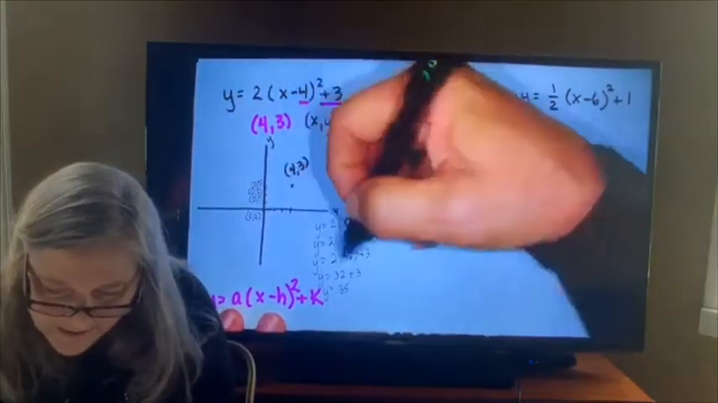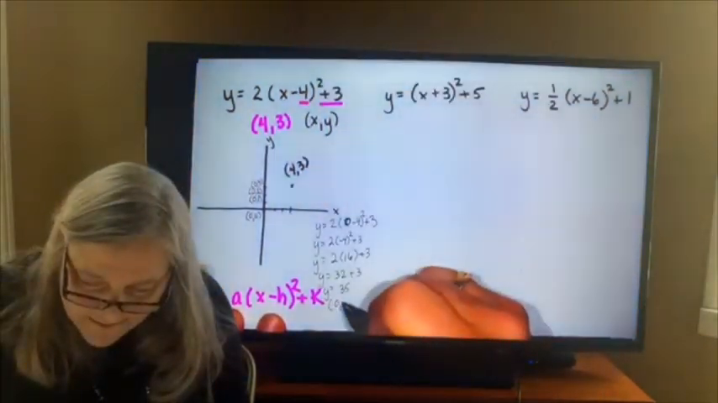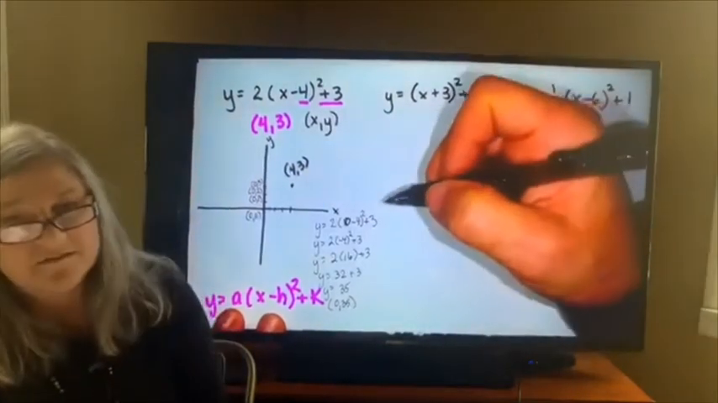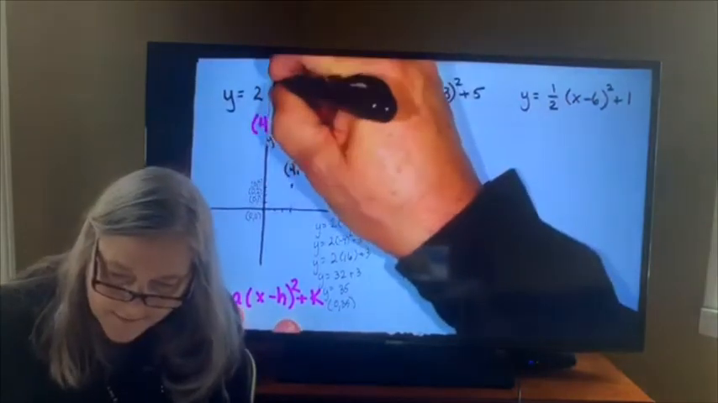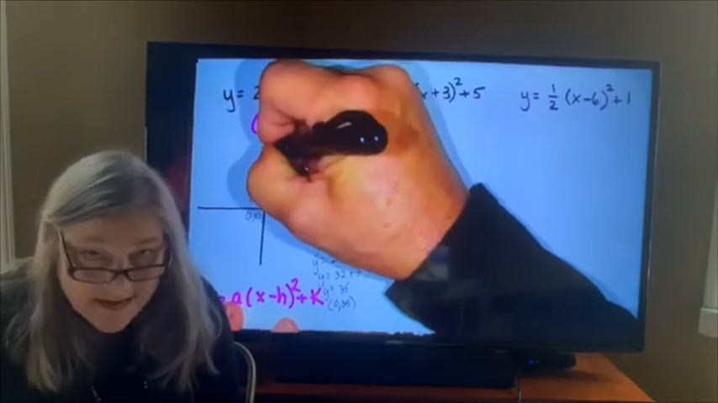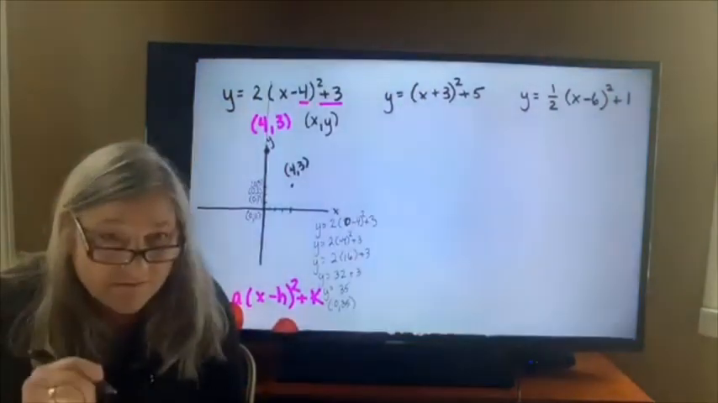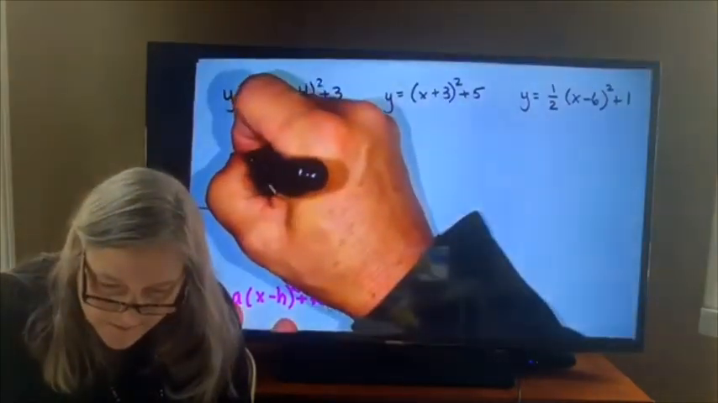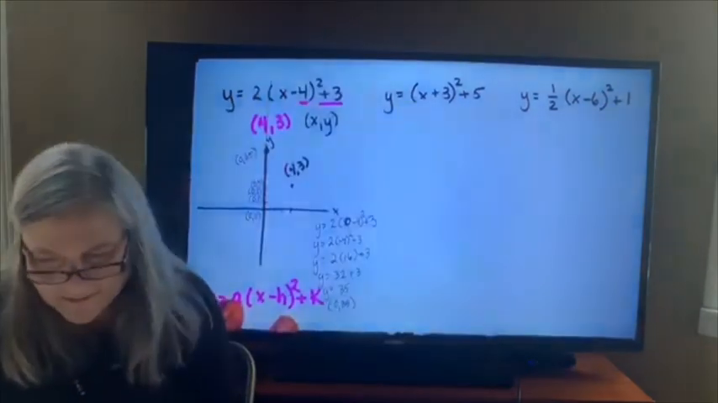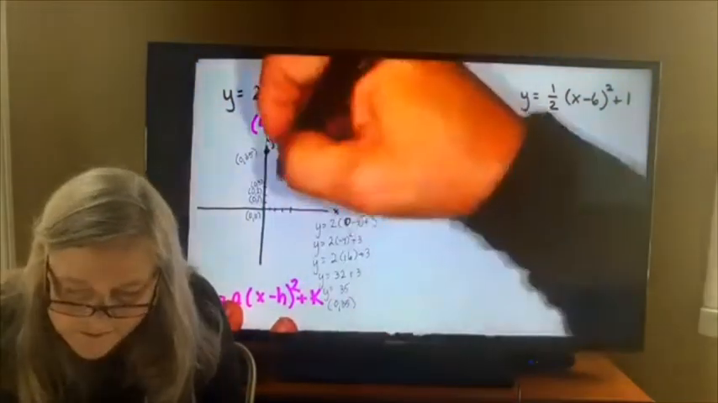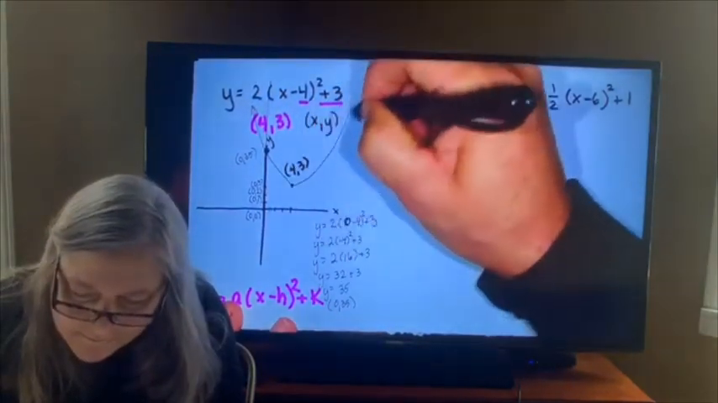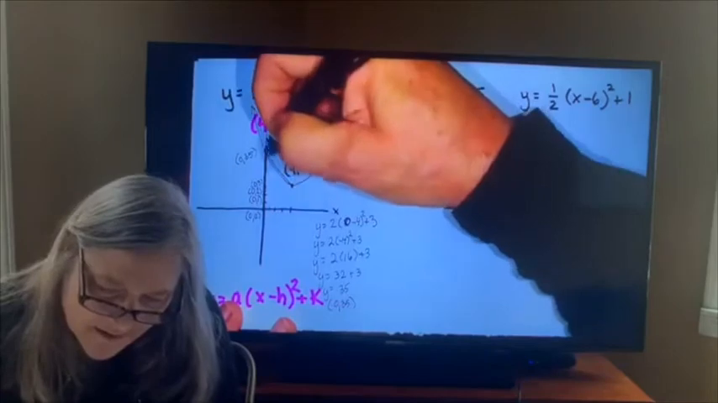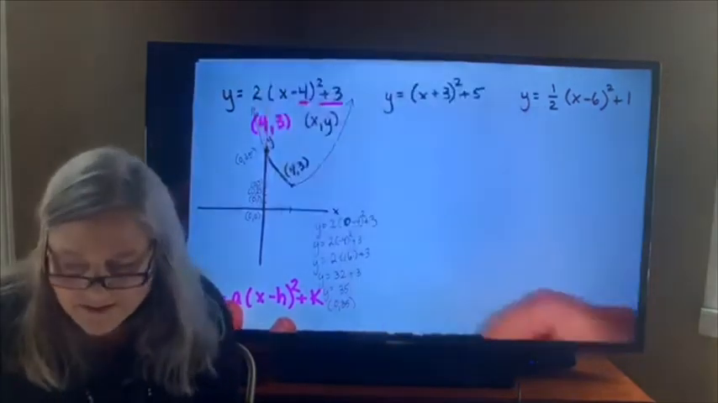So what do we know? We know that the point (0, 35) is going to be on this graph. That's going to be way up here. So (0, 35), I'm just going to put it right here. It's not to scale, but it's okay because we're just looking for the points right now. So we have the point (0, 35). So I know now that it's going to open up, because if it has to go from here to here, that's the only way this curve can go is up.